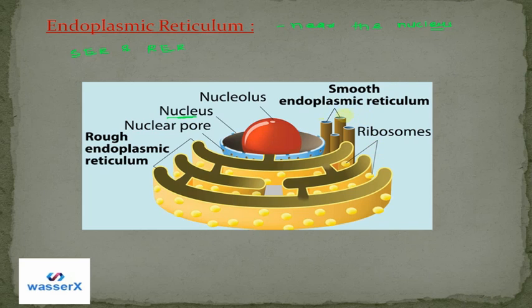So as you can see, in smooth endoplasmic reticulum, there will be no ribosomes present. And in rough endoplasmic reticulum, you see that these ribosomes are present that give the rough appearance to the endoplasmic reticulum, right? So these are the two types of endoplasmic reticulum, and they perform different functions like protein synthesis and lipid synthesis and many other things. So this is something about the endoplasmic reticulum.